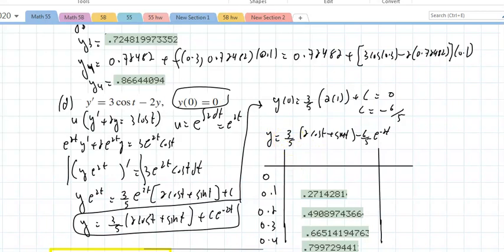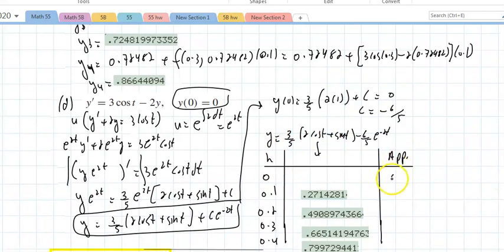Just copy that down here. This is h, and the approximate I already got. The approximate we got to be 0 initially, it's right there. I got a 0.3 the first time, 0.5385, 0.7248, and 0.86644. If I plug in t equals 0 in there, I would simply get 0.